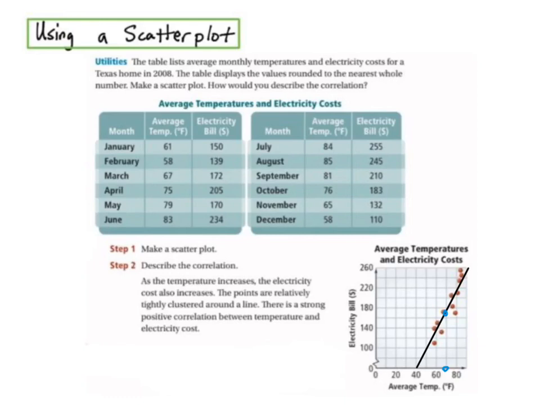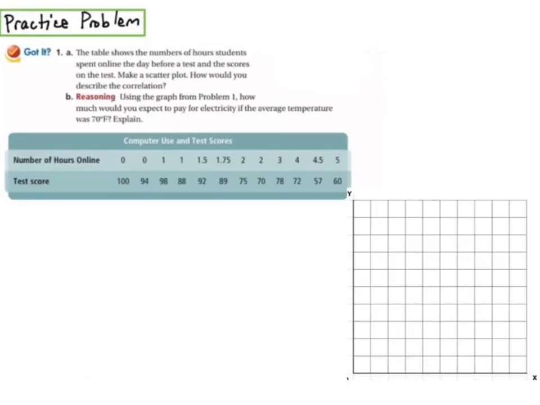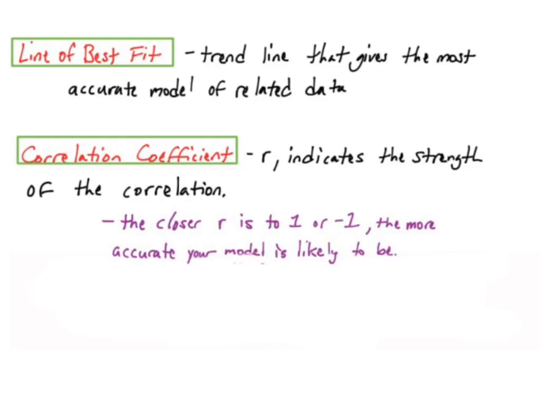But instead of spending a bunch of time with just basic trend lines, we're going to talk about something else. We're going to talk about line of best fit and correlation coefficients. And we're going to talk about how to find that information using the TI graphing calculator. So the line of best fit is a trend line that gives the most accurate model of related data. And luckily for us, we have graphing calculators, which are very good at finding the line of best fit. So we're going to do a linear regression to find the line of best fit equation.